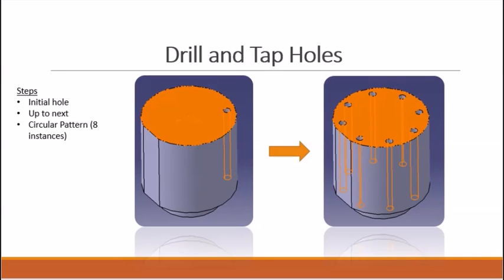The next feature to be defined were the drill and tap holes. So on the surface of the cylinder on the very top, we use the hole command to set an initial placement of one of the small holes that will go around the circumference of the cylinder. It's an up to next hole, so there's no dimensioning needed. And the circular pattern tool was used to create all 8 instances of that smaller hole on the right.